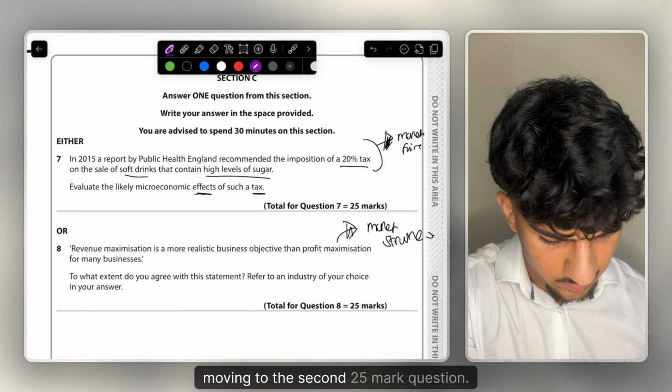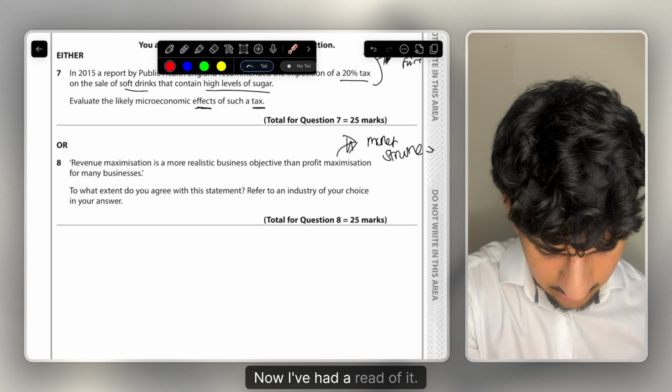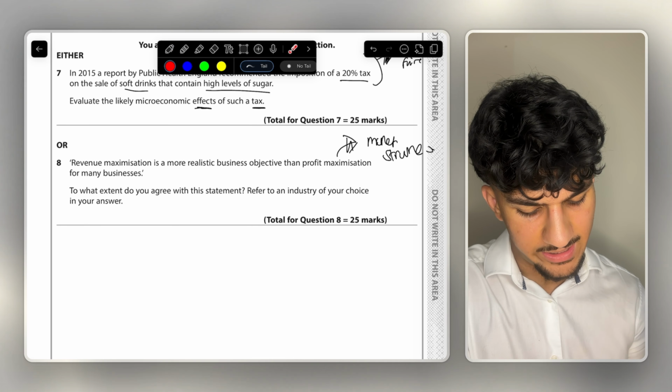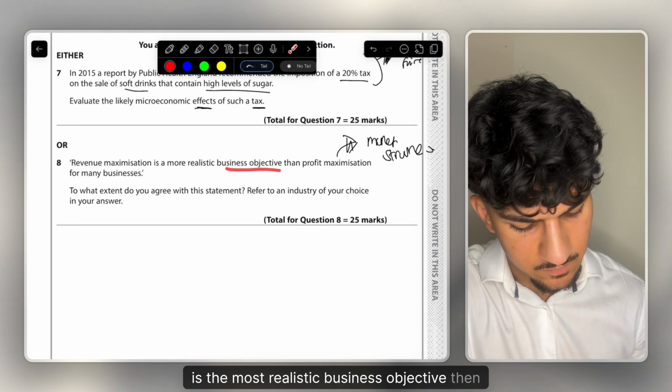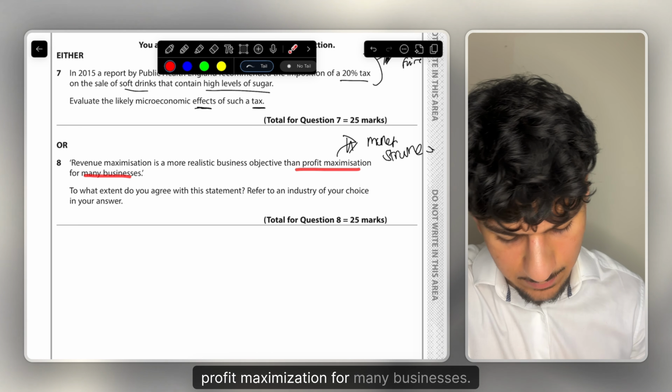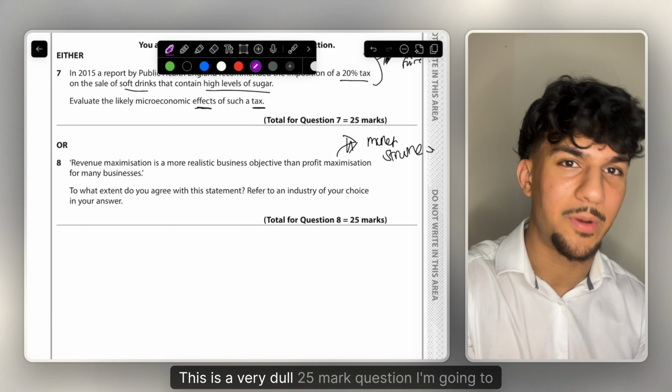Alright, moving on to the second 25 mark question. Now, I've had a read of it. So, revenue maximization is the most realistic business objective, then profit maximization for many businesses. This is a very dull 25 mark question.